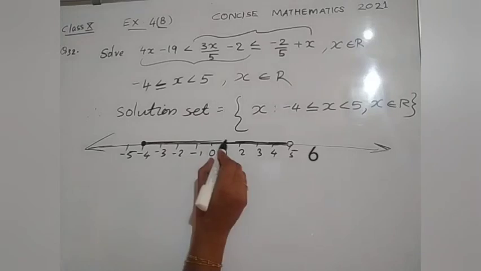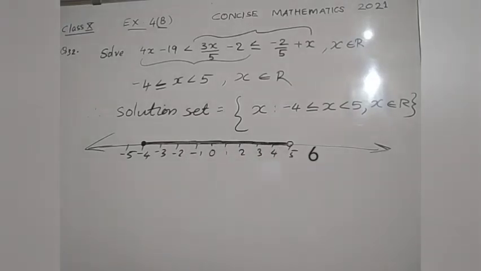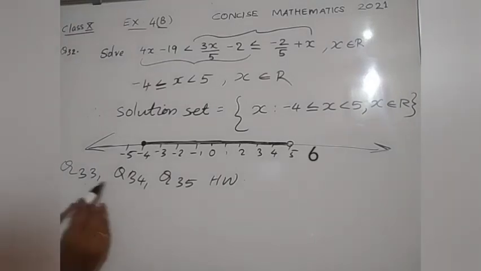Understood? Question 33, 34 and 35 are homework questions. Okay, do the questions.